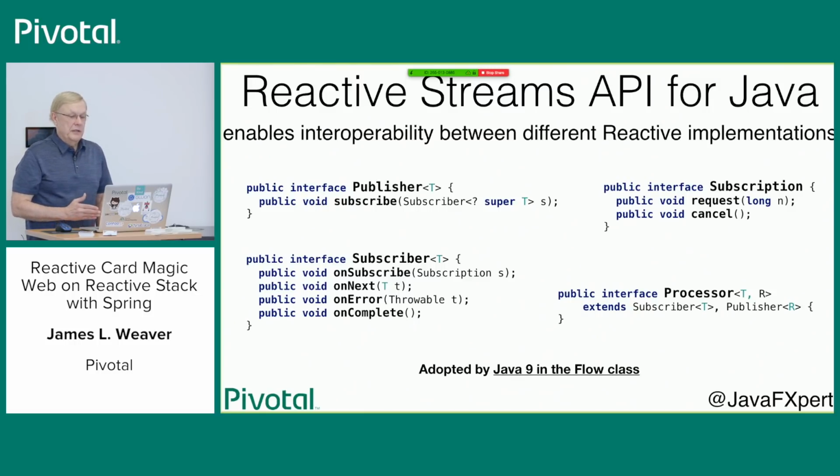A fourth one, which is not used as much, is called a processor. The processor actually extends both subscriber and publisher. And so you might use that if you have some type of intermediate processing. So you might subscribe to a publisher, maybe get a stream of data, and then manipulate it in some way, and then kind of repeat that, send it to other subscribers. And so you could act both as a subscriber to some publisher, as well as then act as a publisher to other subscribers. Okay.